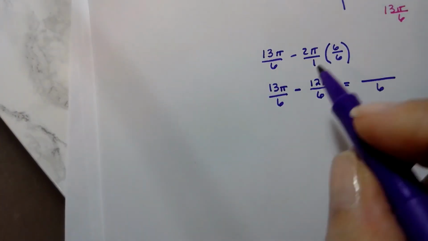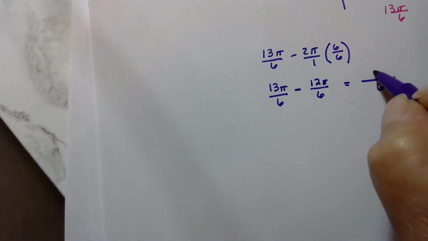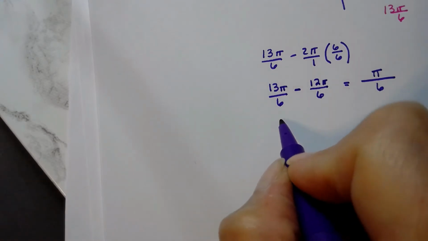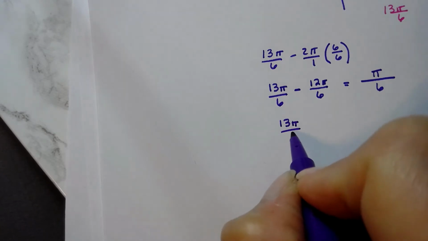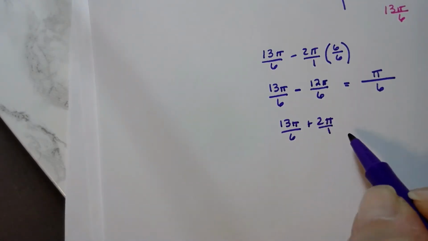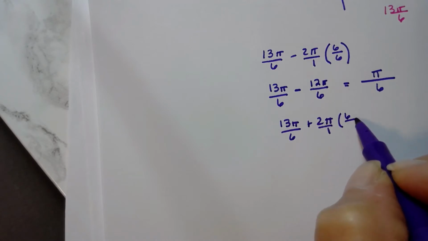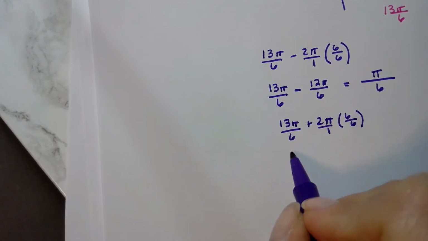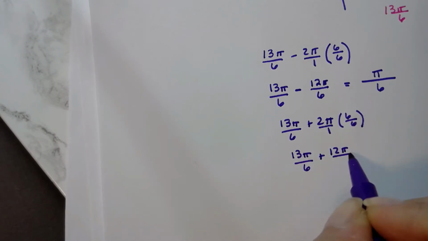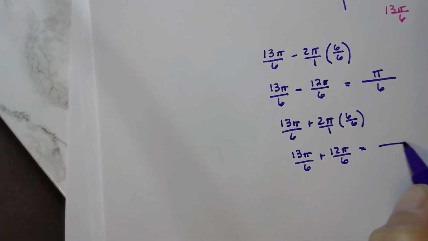Well, it's just x. 13 pi minus 12 pi is just pi, and that's how you get pi over 6. If I wanted to add 2 pi to 13 pi over 6, for instance, I'd have 13 pi over 6 plus 2 pi. Again, I have to make the denominators the same, so I'd multiply by 6 over 6. So we'd have 13 pi over 6 plus 12 pi over 6.